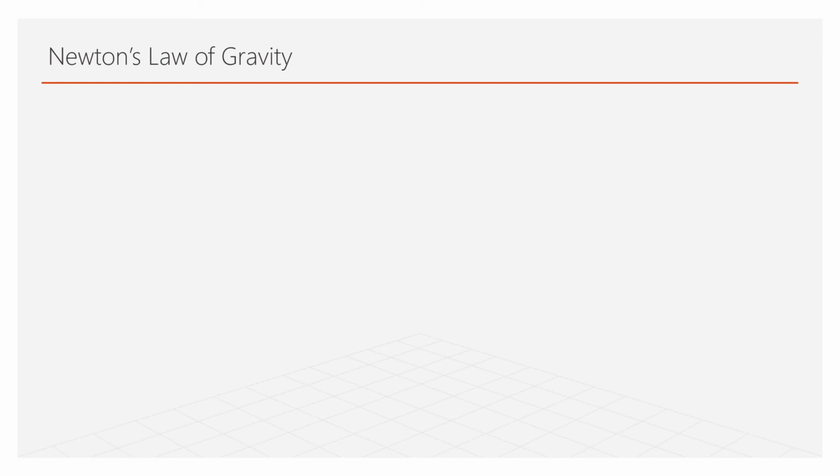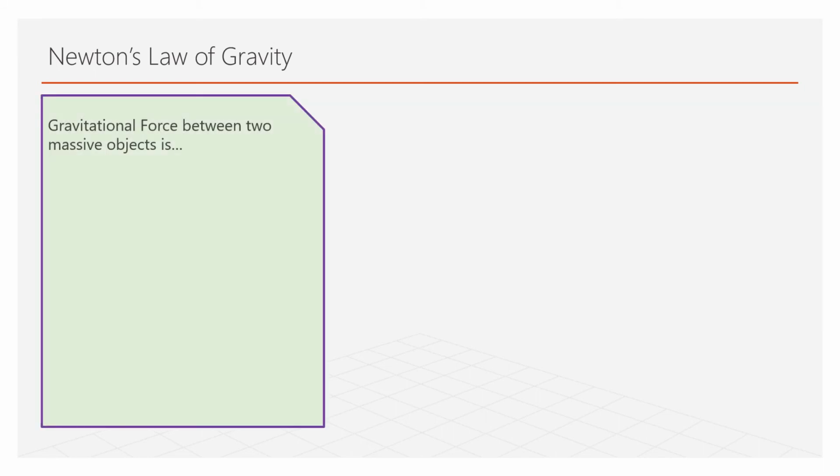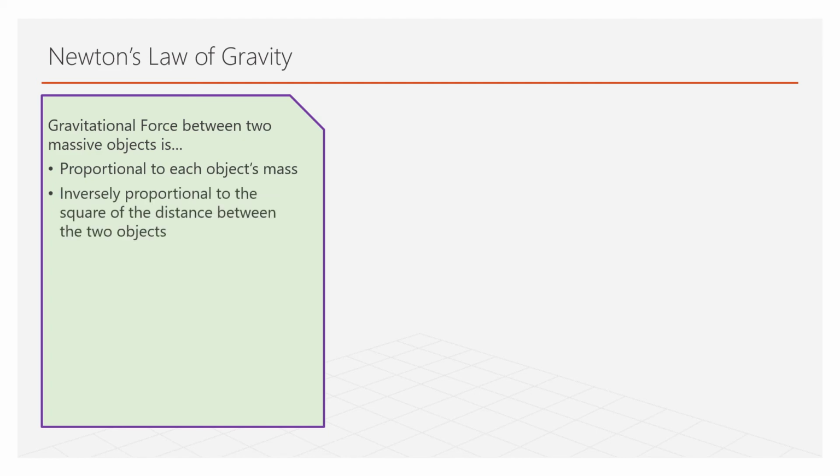Isaac Newton developed a law of gravity to explain the motion of satellites and planets in our solar system. He found that the gravitational force between two massive objects has these properties. It is proportional to each object's mass. It is inversely proportional to the square of the distance between the two objects, and because of this, it is referred to as an inverse square law, and it points in the direction toward the other object.